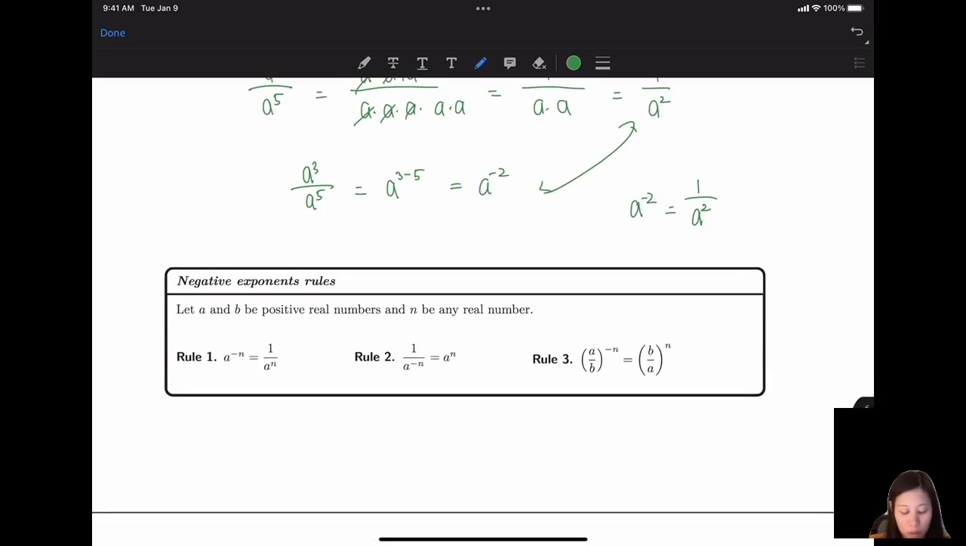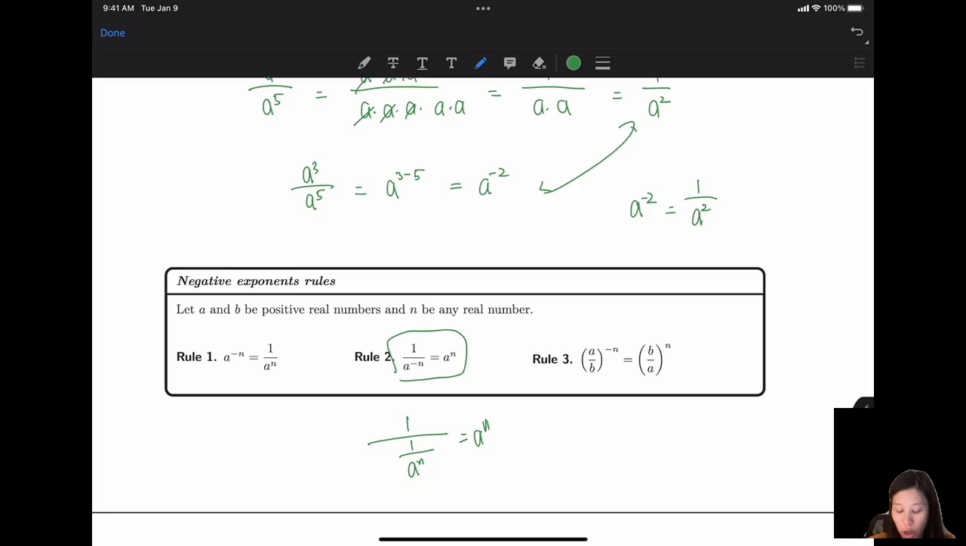So here is the negative exponent rule. A to the negative n equals 1 over a to the n. Or in this one, if there's a negative exponent in the denominator, what does that mean? You flip them again, right? So if you see a negative n, you will see 1 over a to the n. You flip them again, so it equals a to the n.